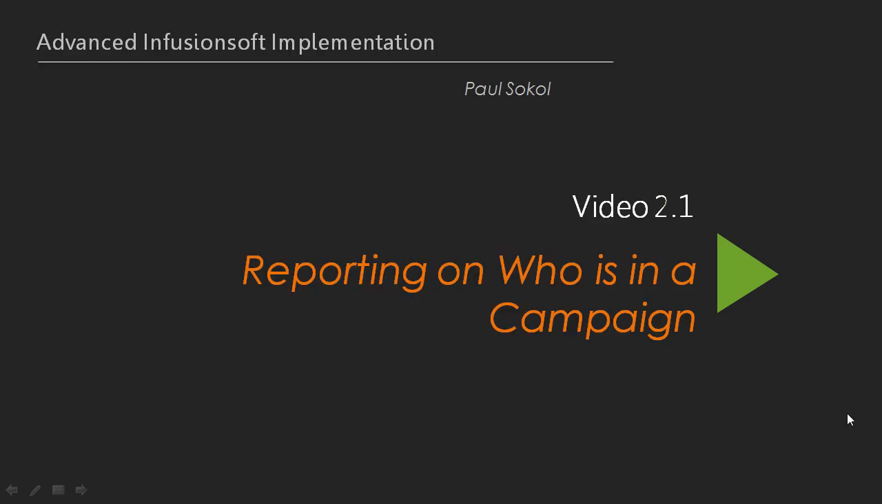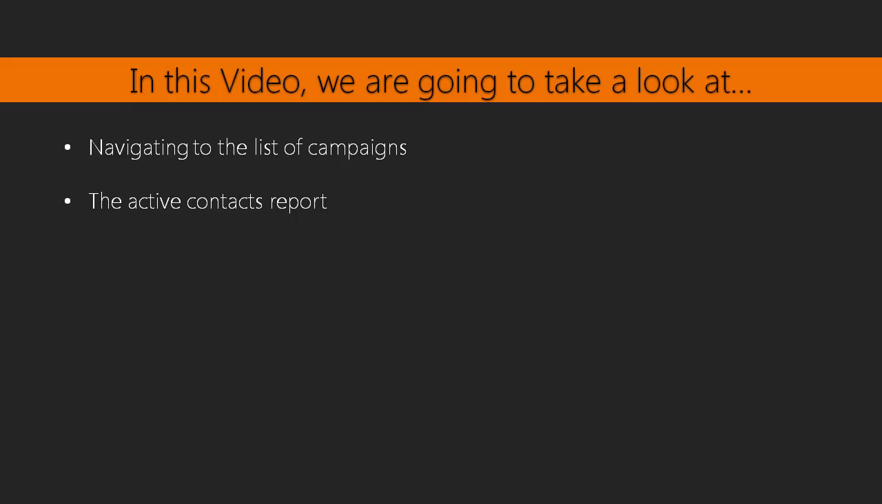In this video, we're going to be reporting on who is in a campaign. We're going to go in depth into campaign reporting in this section and all the different angles that we can hit the database. So in this video specifically, we're going to cover how to see who in general is active in a particular campaign. So we're going to look at navigating to your list of campaigns and then specifically the active contacts report.